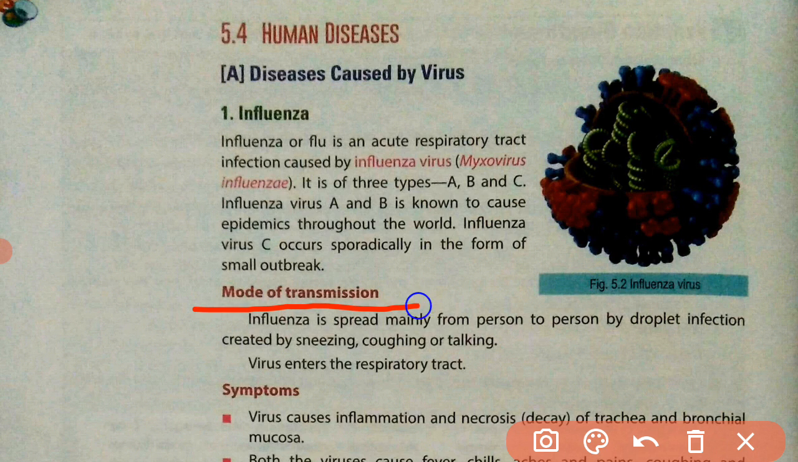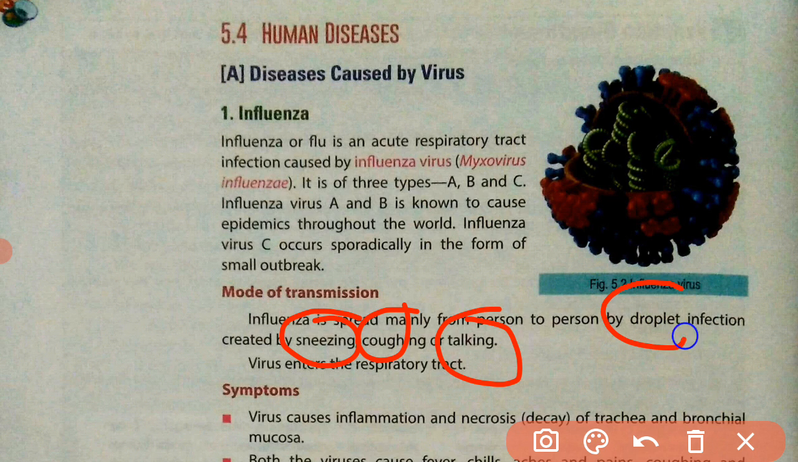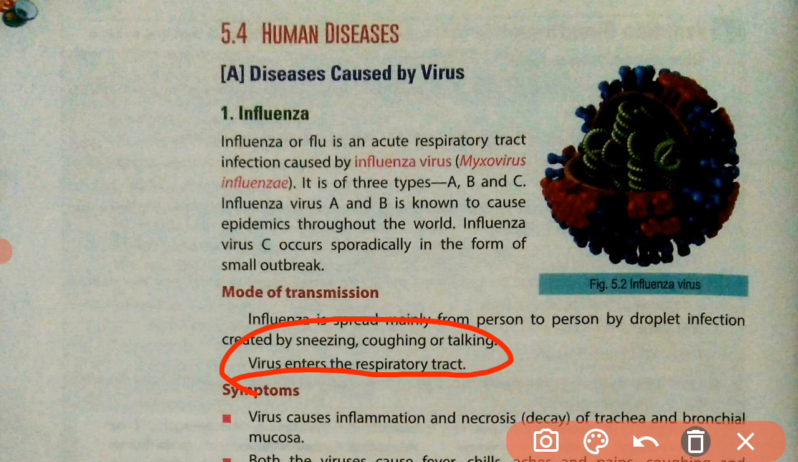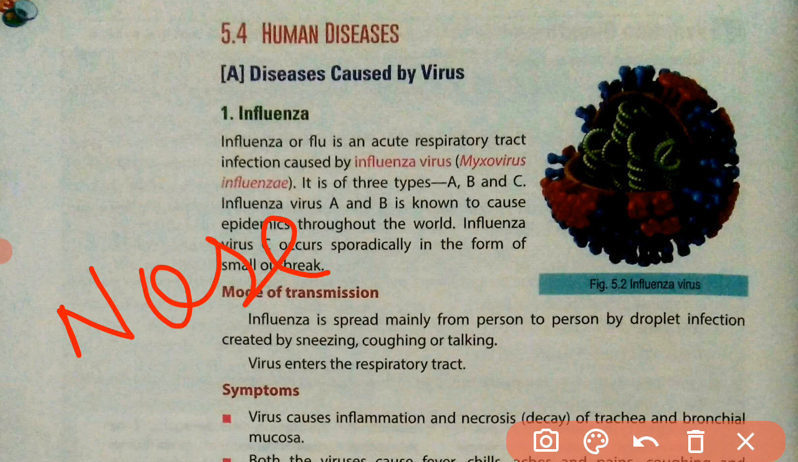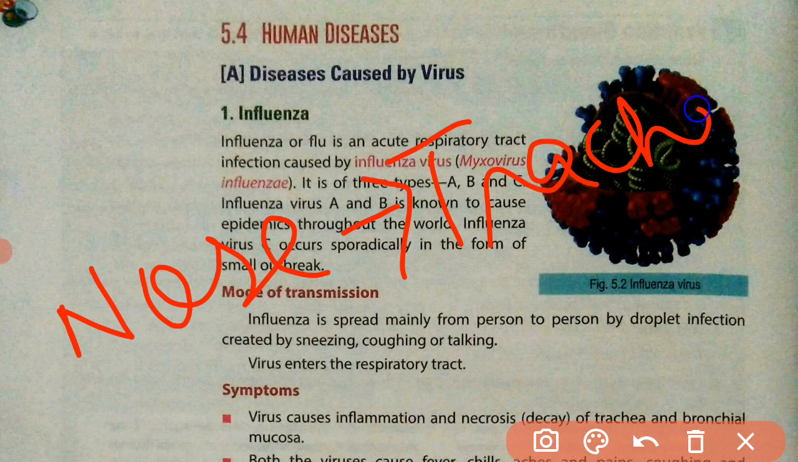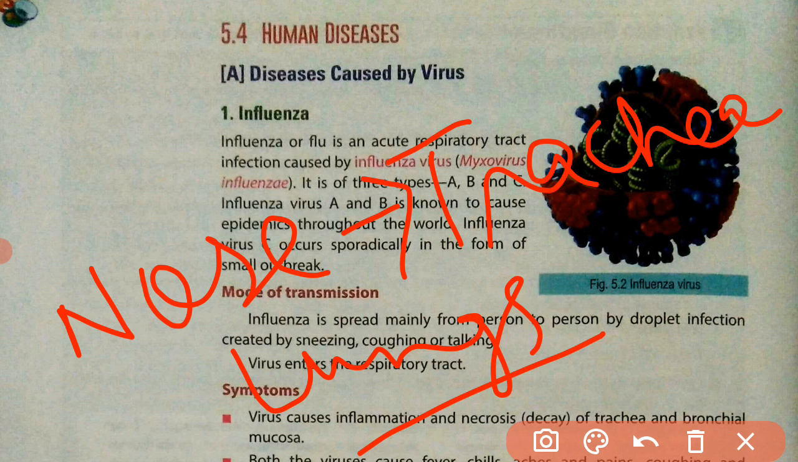Now we will talk about the mode of transmission. It spreads mainly from person to person by droplet infection, created by sneezing, coughing or talking. When an infected person sneezes, coughs or talks, the droplets of saliva spread into the air, and when a healthy person comes into contact with that infected air, that person can catch this virus and face this disease. The virus enters the respiratory tract. When a healthy person inhales the infected air, the virus goes into the nose, then into the trachea, and it moves into the lungs and causes the infection.